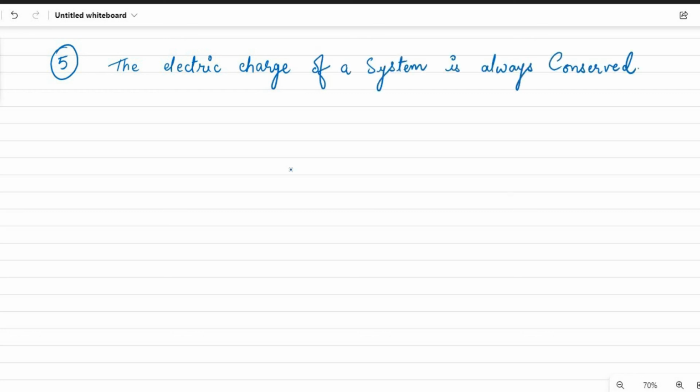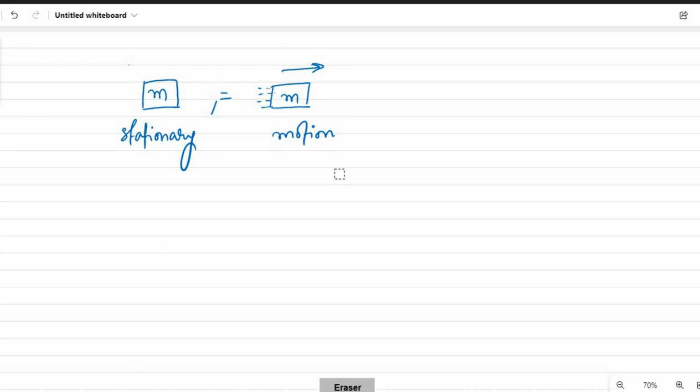And the final point, the sixth point, is unlike masses, the electric charge of an object is not affected by the motion of an object. As we know that the mass of an object at stationary position is not equals to the mass of the same object in motion. We have studied that the mass of an object reduces when it is in motion. So the mass at stationary position will be greater and the mass in motion will be lesser.